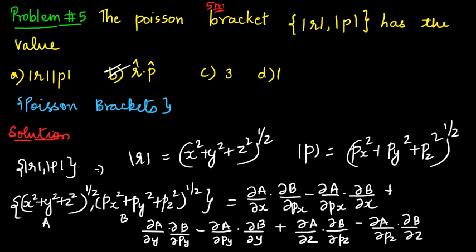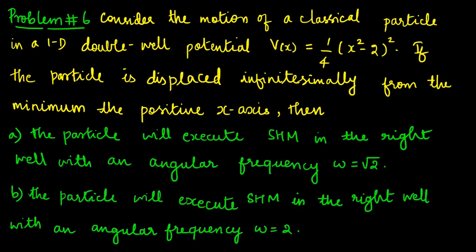So let us see our next question, which is from stability analysis. We have the potential and we have to find which of the following is correct. Basically, they have given a particle in a double well potential, and we have to find which option will suit this question. The particle will execute SHM in the right well at an angular frequency. In the first two options we have something about angular frequency, so we can directly find the angular frequency using our potential.